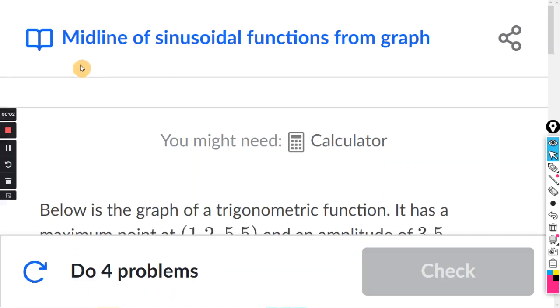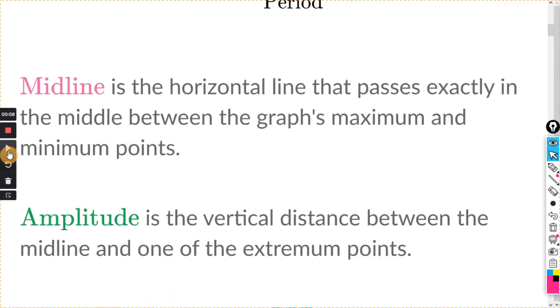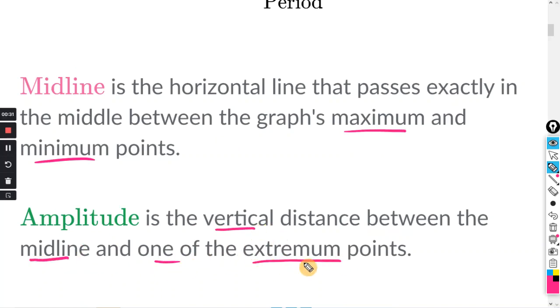This will be for the exercise, midline of sinusoidal functions from graph. So let's start with a couple of definitions. The midline is the horizontal line that passes exactly in the middle between the graph's maximum and minimum points. I'll show you that in a moment. And the amplitude is the vertical distance between the midline and one of the extremum points.